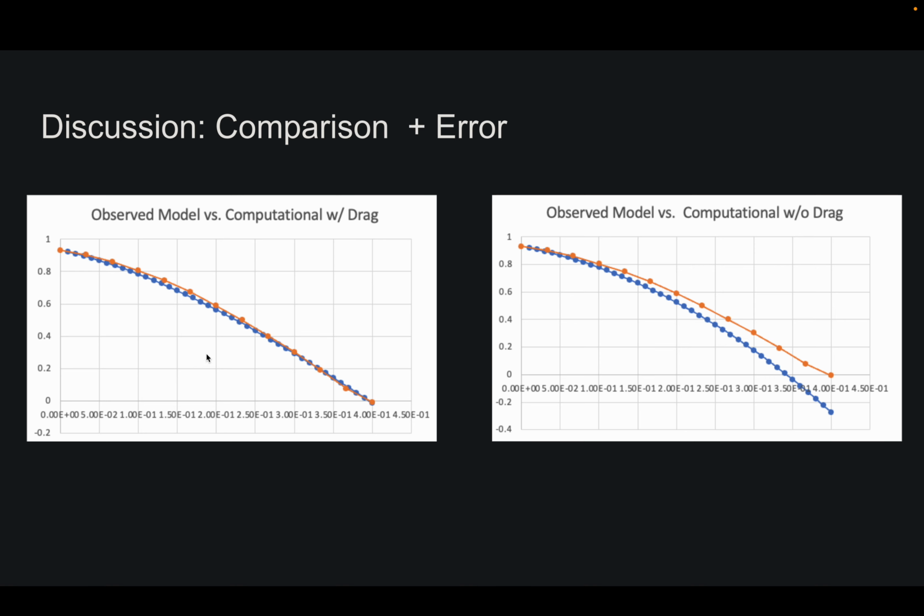Basically, this is with the drag and this is without the drag. In the first graph with the drag, you can see that the orange line is the observed model for both of these graphs, and with the drag, it really fits the model better, it really predicts it better, while without the drag, it shows just the effect of gravity, because there's no counter force, it just falls a lot faster.